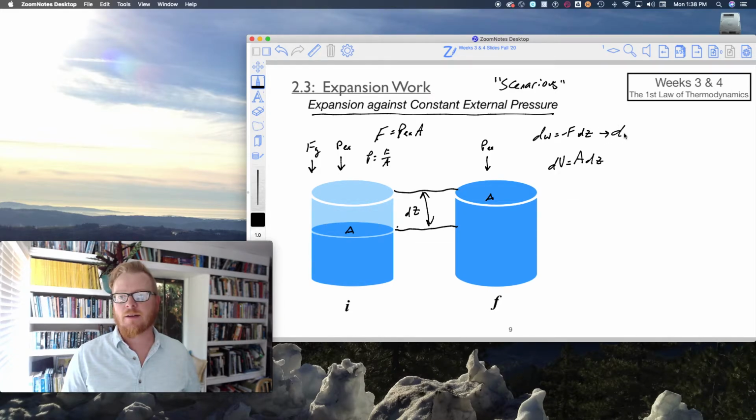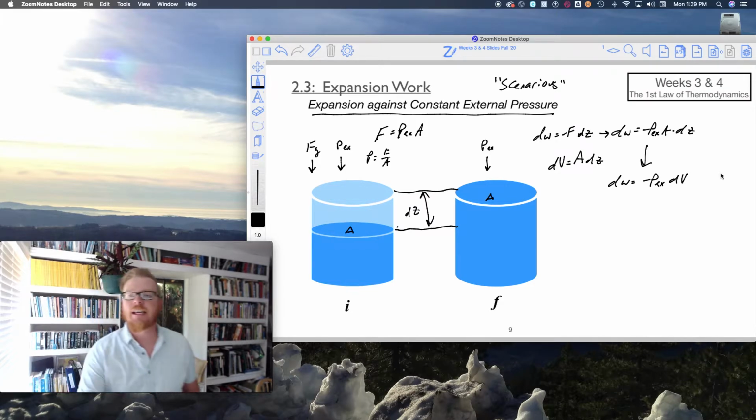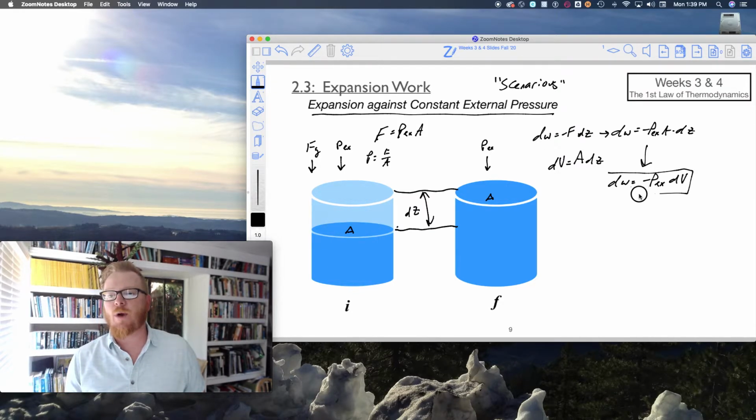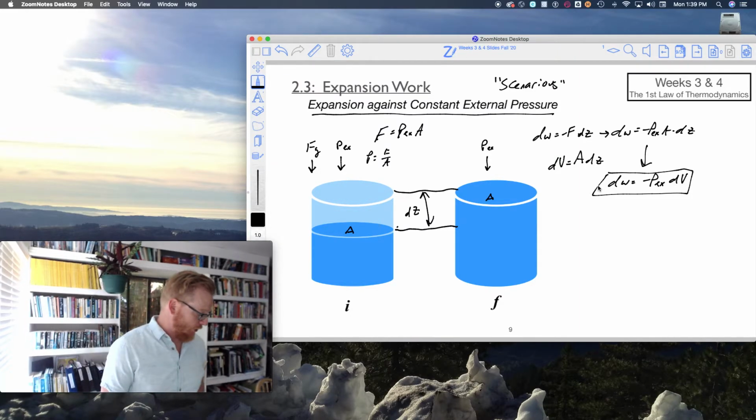I can say dW has to equal negative P external times A, okay, that I get from the force, and then times dz, okay? And so now if I keep expanding on that, because I know that area times dz is just the change in volume, then I get dW is negative P external times dV, okay? And this gives me the general expression for expansion against constant external pressure, okay?